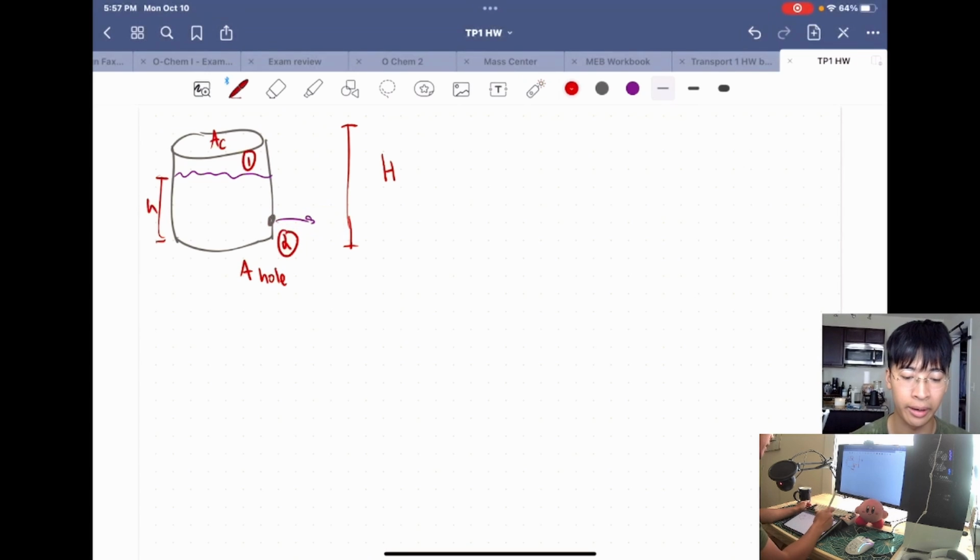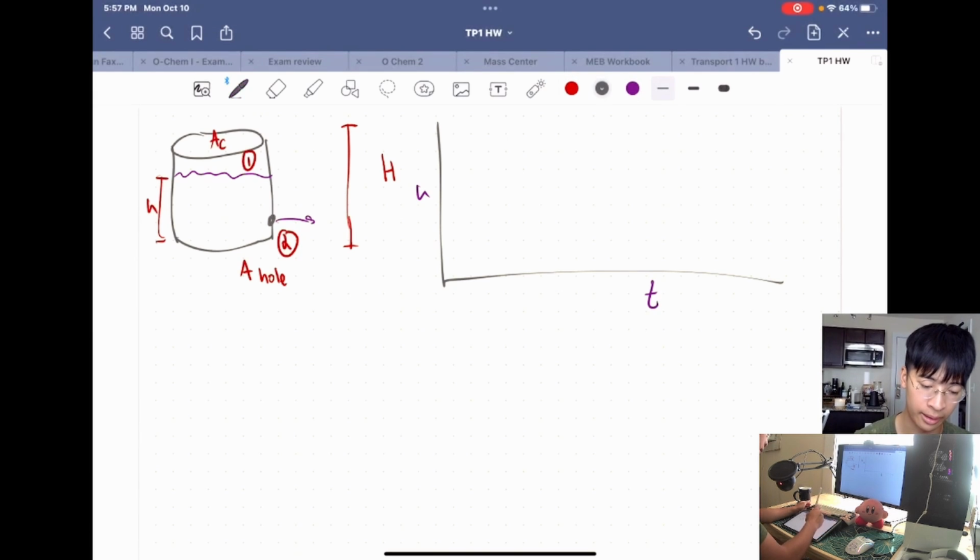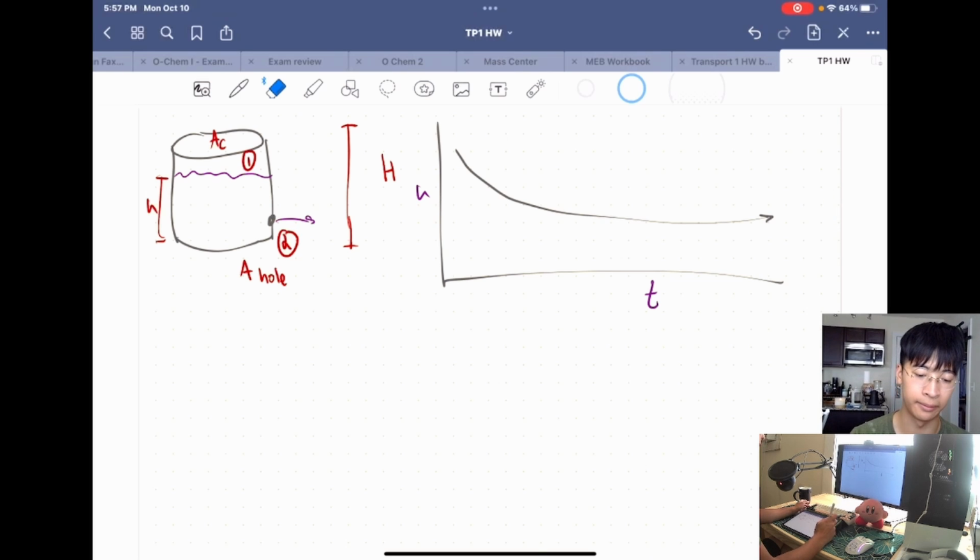And the question at hand here is, well, what if we graph the function of the height of the liquid as a function of time? Well, it's going to look something like this. You'll notice that eventually it does reach steady state. So the question is, at what height is that steady state, given a couple parameters?